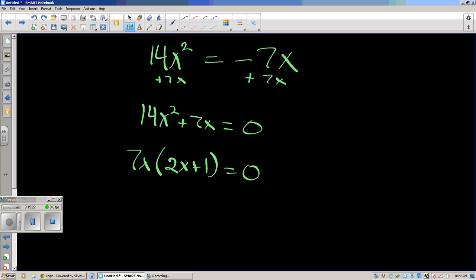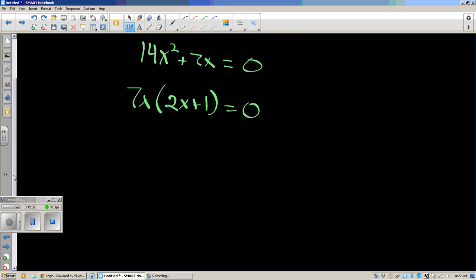Is this fully factored? 7x? It's a monomial, right? Yeah. Is 2x plus 1 fully factored? Okay, so then we can solve for 0. Anywhere we see a variable is where we solve for 0. So 7x equals 0, and 2x plus 1 equals 0.